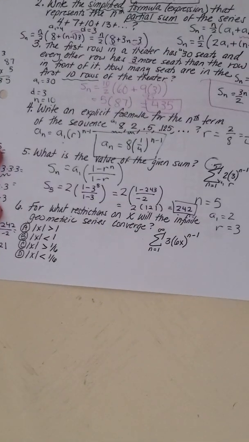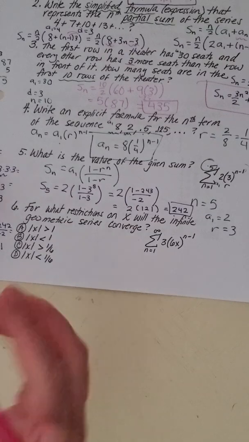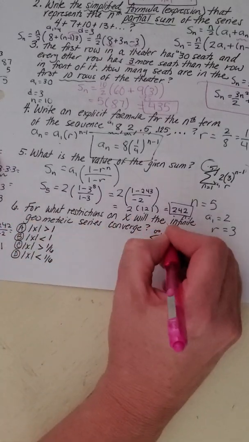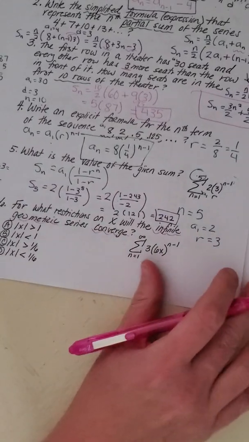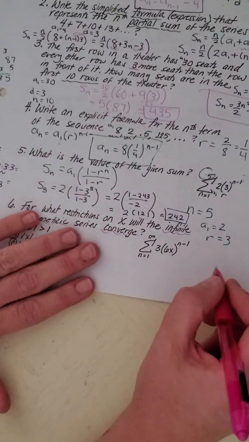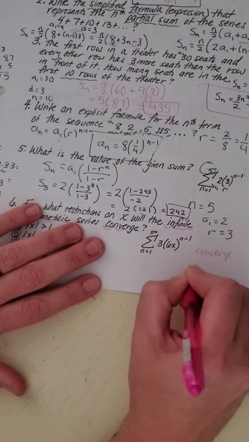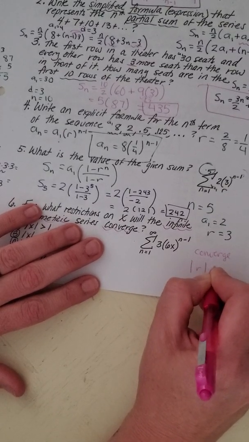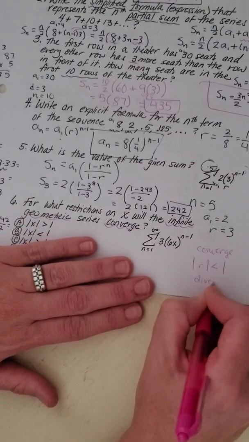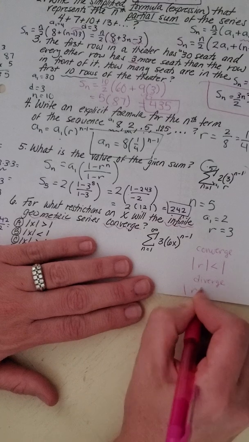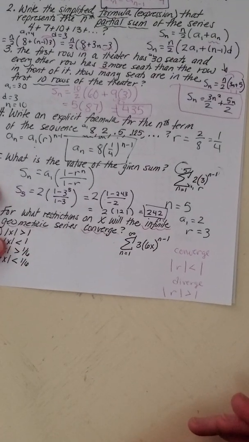All right. Next, for what restrictions on x will the infinite geometric series converge? A geometric series, an infinite series, will converge if the absolute value of r is less than 1. It will diverge if the absolute value of r is greater than 1. So let me explain what converge versus diverge means.